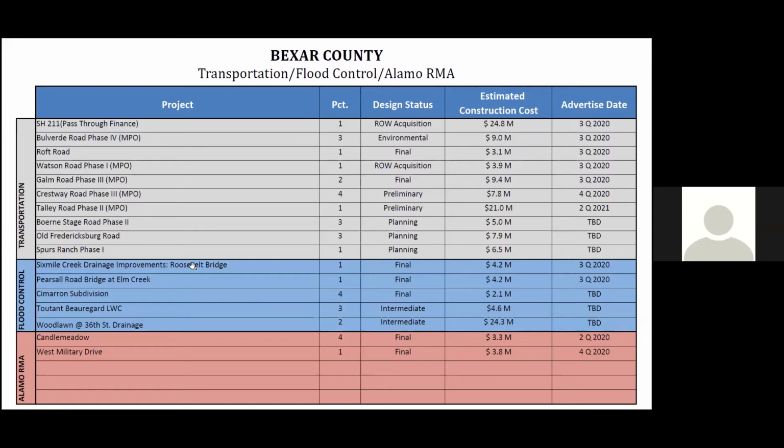We have a transportation section, flood control, and we also manage the Alamo RMA. For transportation, we have a total of six projects coming out by the end of the year, totaling about $58 million. Within those six projects, four of them are MPO projects with federal funds associated with those projects, which is a good thing because with these federal projects, there's usually a DBE goal associated with it. Depending on the size of the project, it could be 7%, 6%, 4% as the required DBE goal.